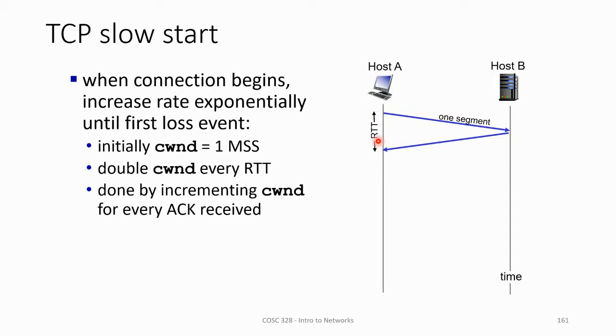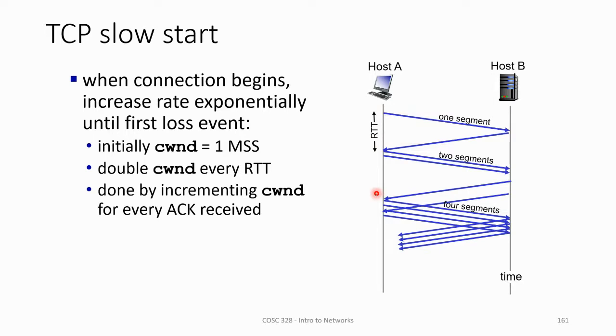Then nothing happens, the loss or the delay doesn't happen. So then in the next RTT, this time is almost the same. In the next RTT, it sends two segments. So it doubles the congestion window per RTT until it reaches a point that the loss happens. So 2 times 2 would be 4. The next time it sends 4. The next time it sends 8 until a loss event happens.